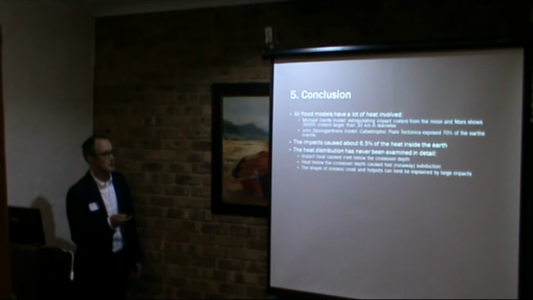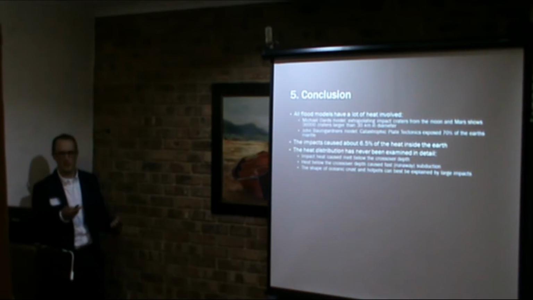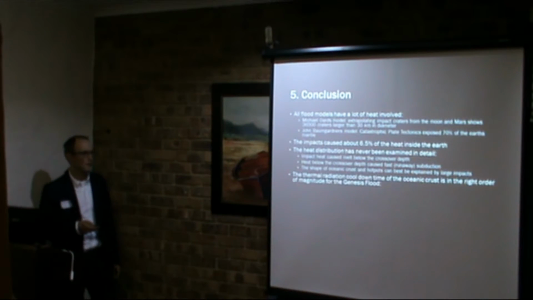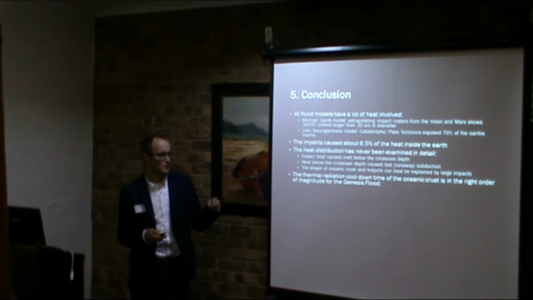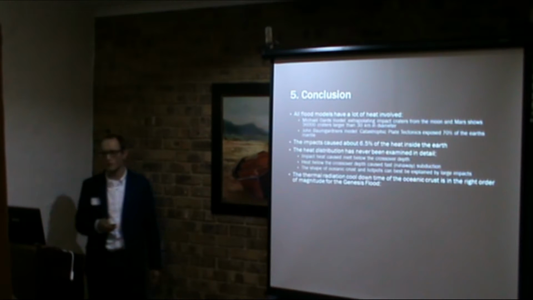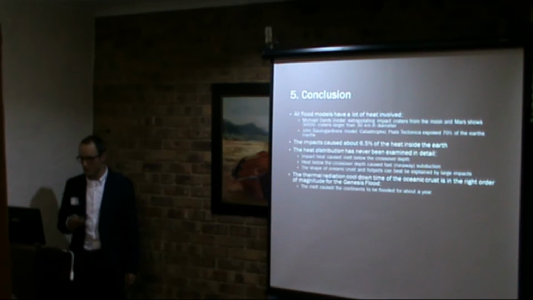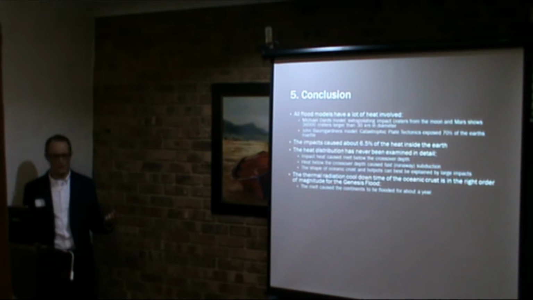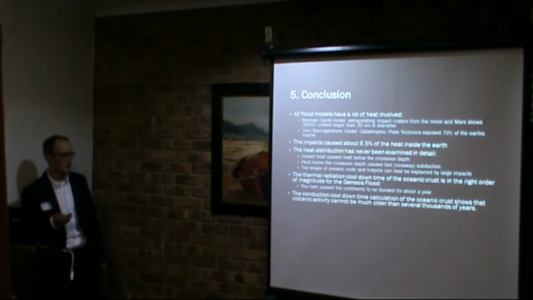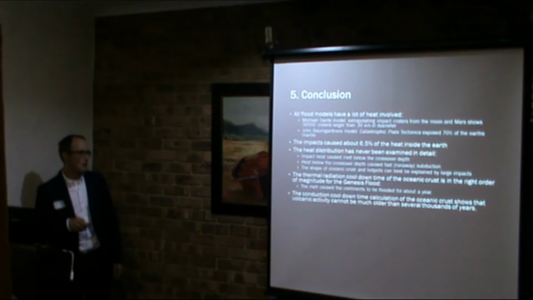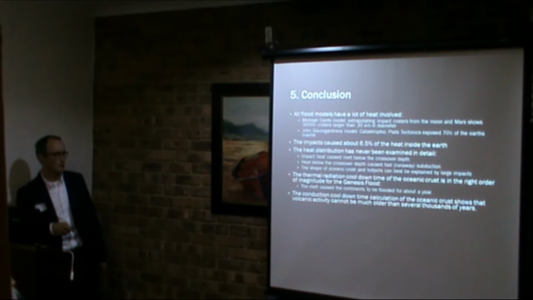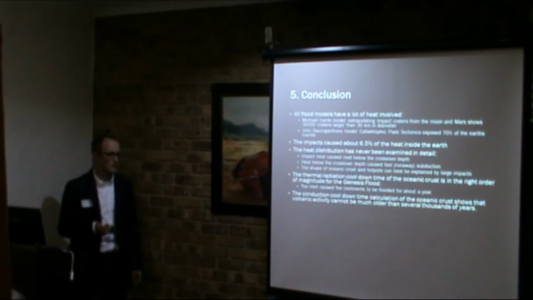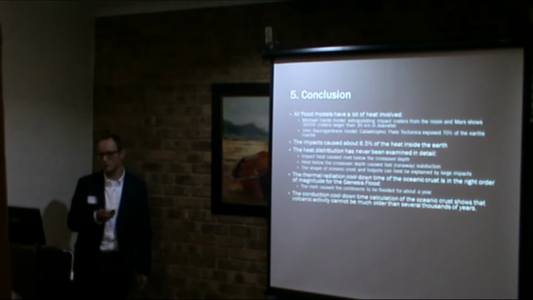The shape of the oceanic crust and hotspots can best be explained by large impacts. And the thermal radiation cool-down time of the oceanic crust is in the right order of magnitude for the Genesis flood. The melt caused the continent to become flooded for about a year. The conduction cool-down time calculation of the Earth's crust shows that volcanic activity cannot be much older than several thousand years.